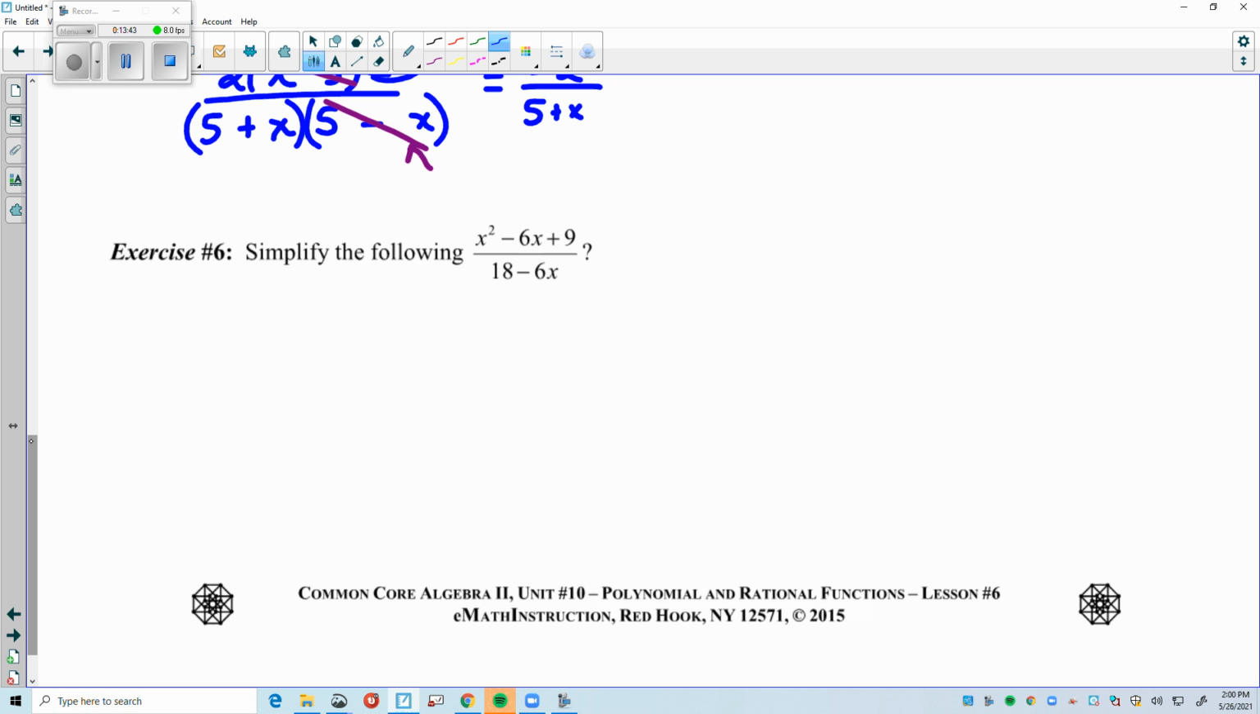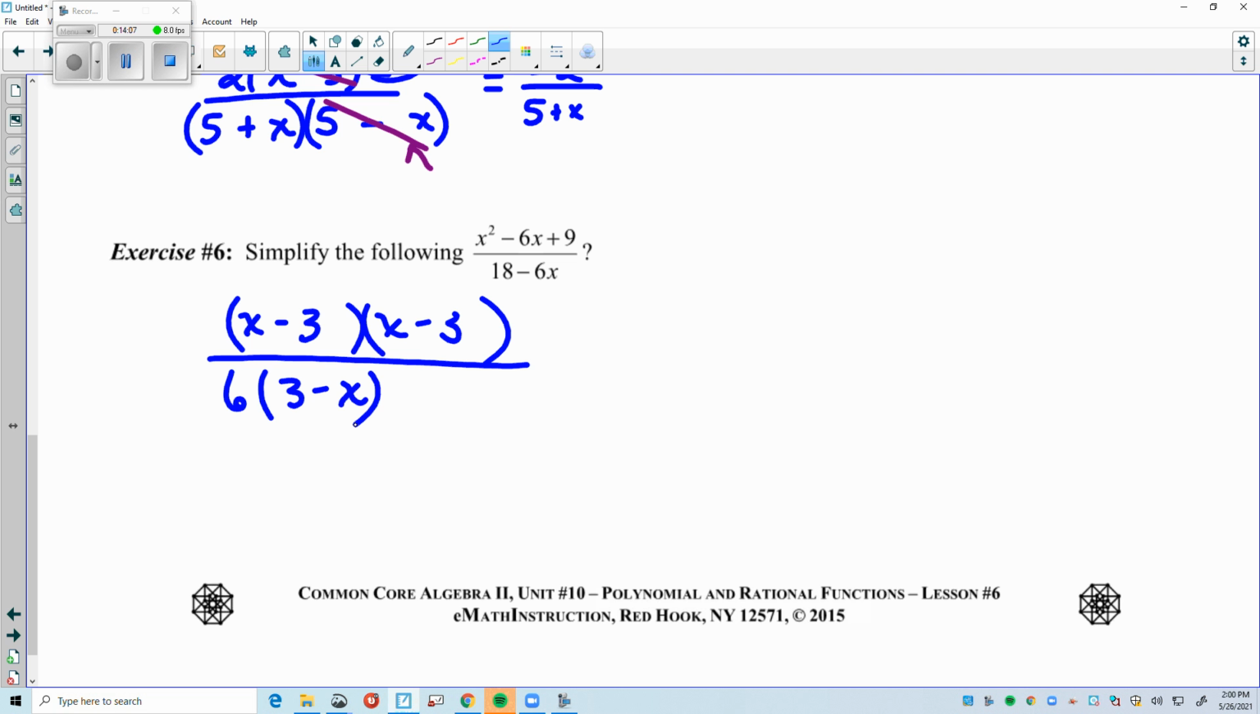We'll try one more here. So I see trinomial, I have to factor it. I have to find something that's going to multiply to be 9 and add to be negative 6. So how about a negative 3 and a negative 3? Okay, on the bottom, common factors between 18 and a negative 6, I could pull out a 6. And so that would leave me with 3 minus x.